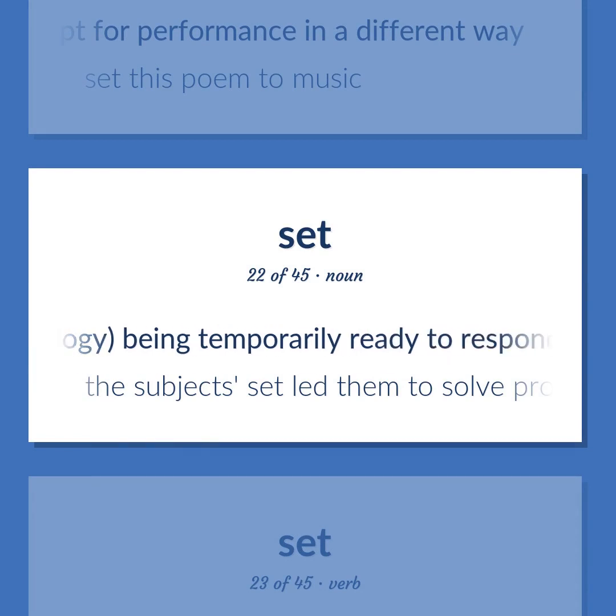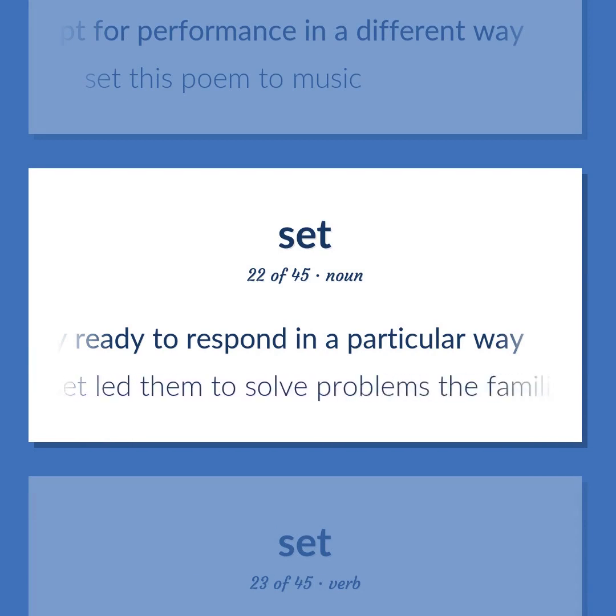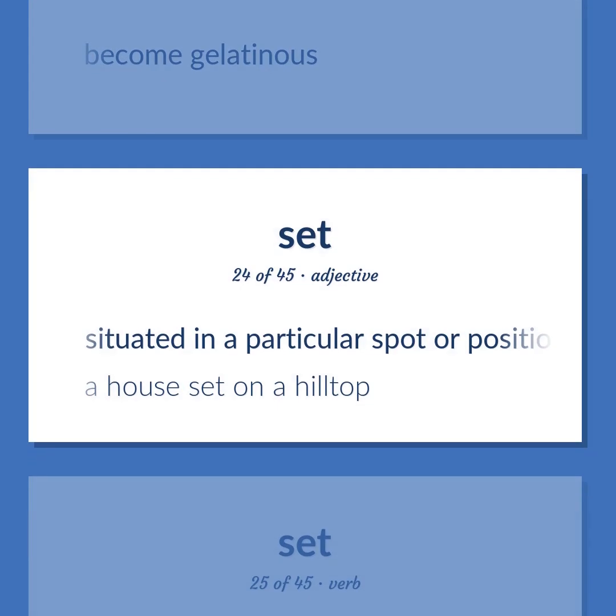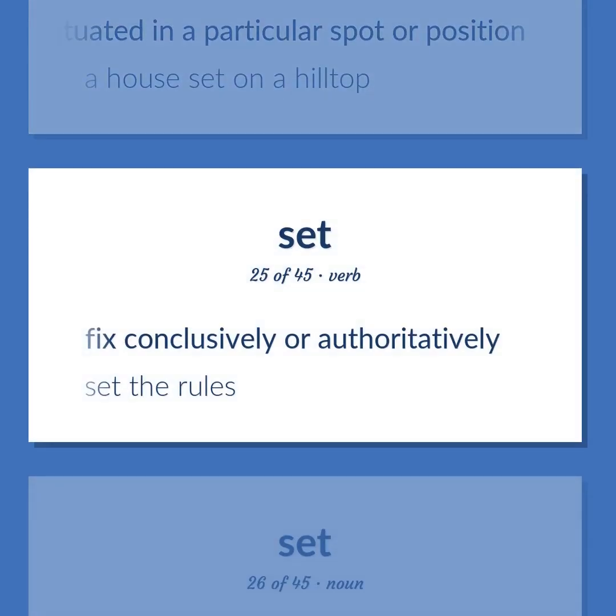Psychology, being temporarily ready to respond in a particular way. The subject set led them to solve problems the familiar way and to overlook the simpler solution. Become gelatinous. Situated in a particular spot or position. A house set on a hilltop. Fix conclusively or authoritatively. Set the rules.